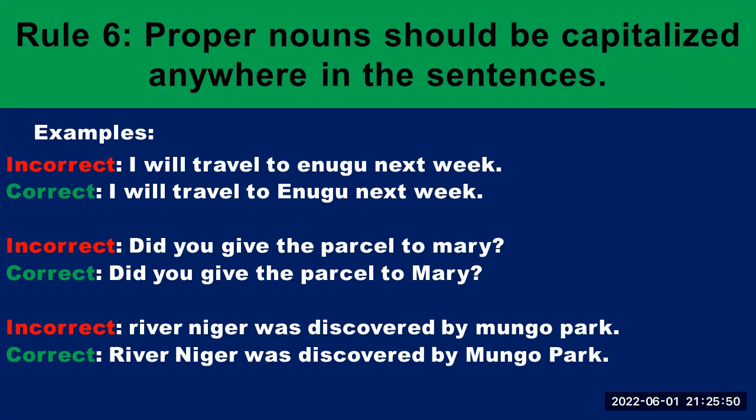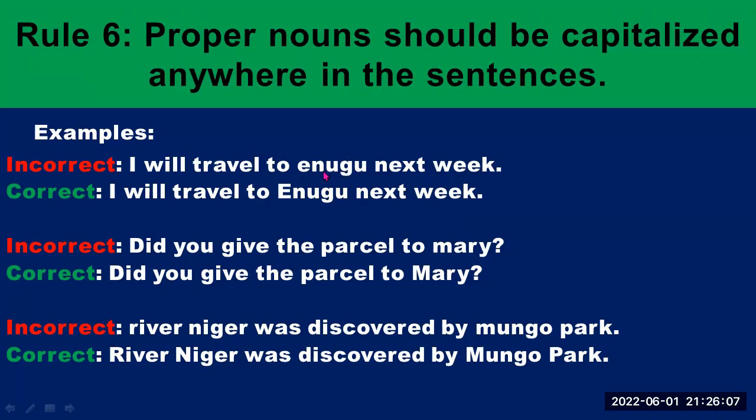America, UK, Russia, Nigeria, these are names of countries. They are proper nouns, all right? So let's look at some examples. When you look at, I will travel to Enugu next week.